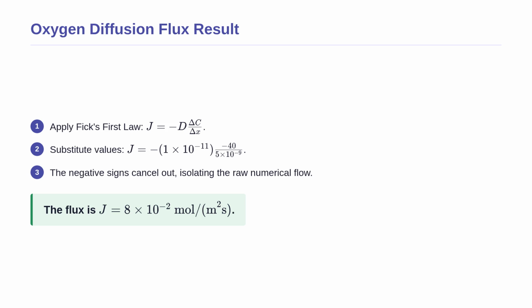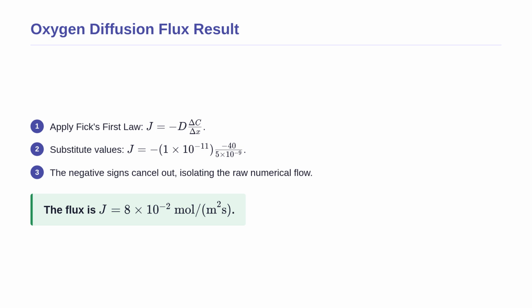Now that we have our concentration difference, let us complete the calculation. We substitute all our known values into Fick's first law. We place our calculated -40 in the numerator and the membrane thickness in the denominator, multiplying by the negative diffusion coefficient. Notice how the negative sign from the formula and the negative sign from our concentration difference cancel each other out. This ensures our final answer makes physical sense as a positive inward flow.